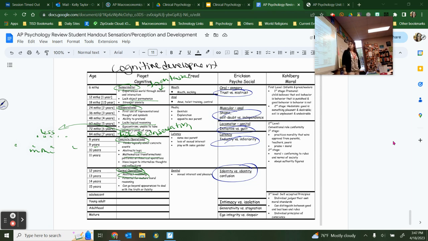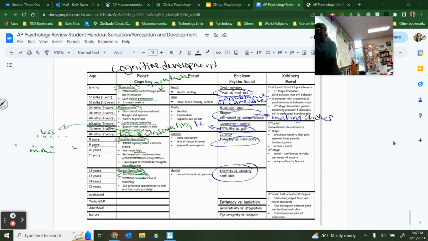integrity versus despair. So remember, trust versus mistrust is all about the consistency of care, the consistency of the caregiver. Is mom and dad always there when I need them to change me and feed me? That whole shame and doubt one and independence, that is making choices. While initiative versus guilt, we already talked about today, is like, let me do it.